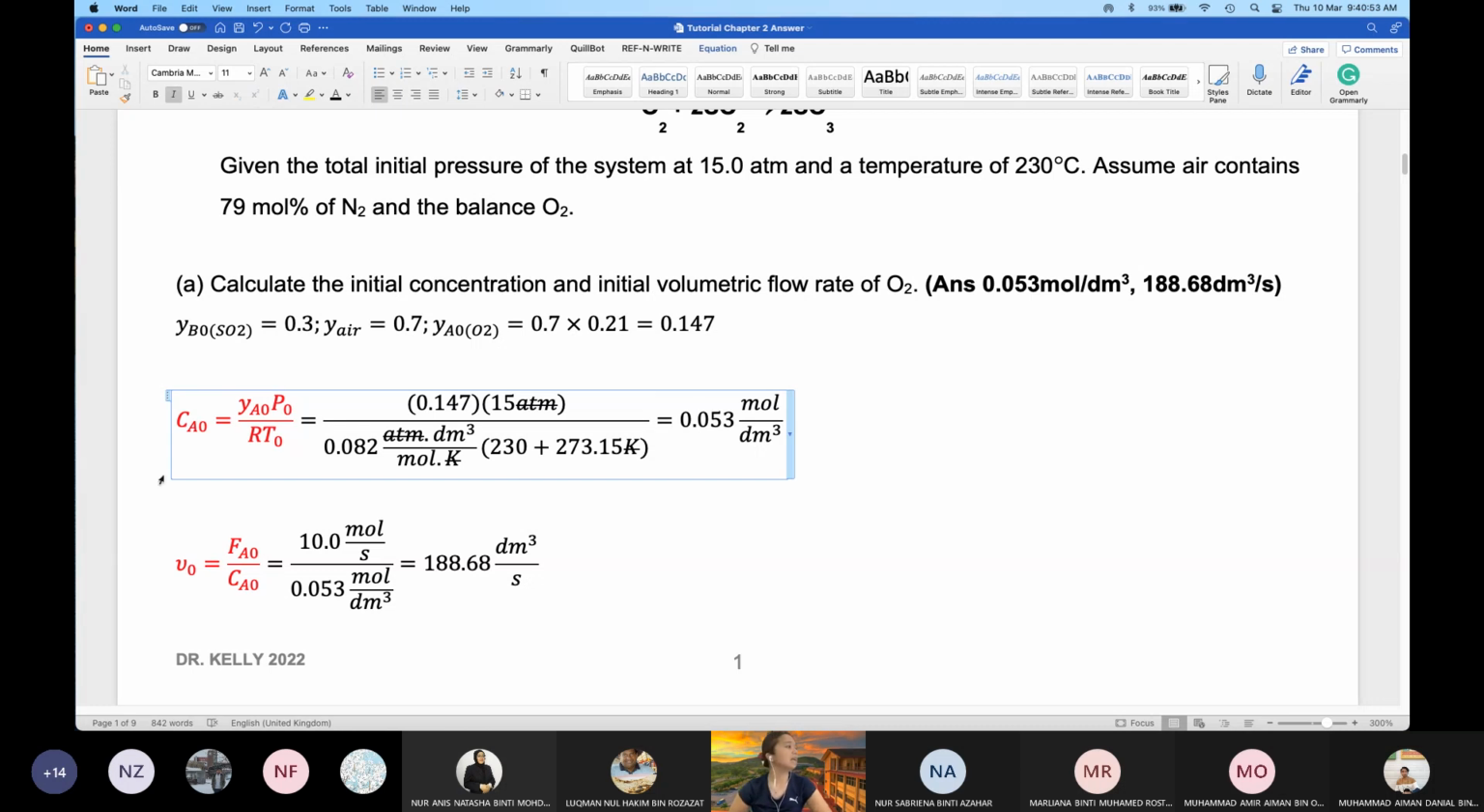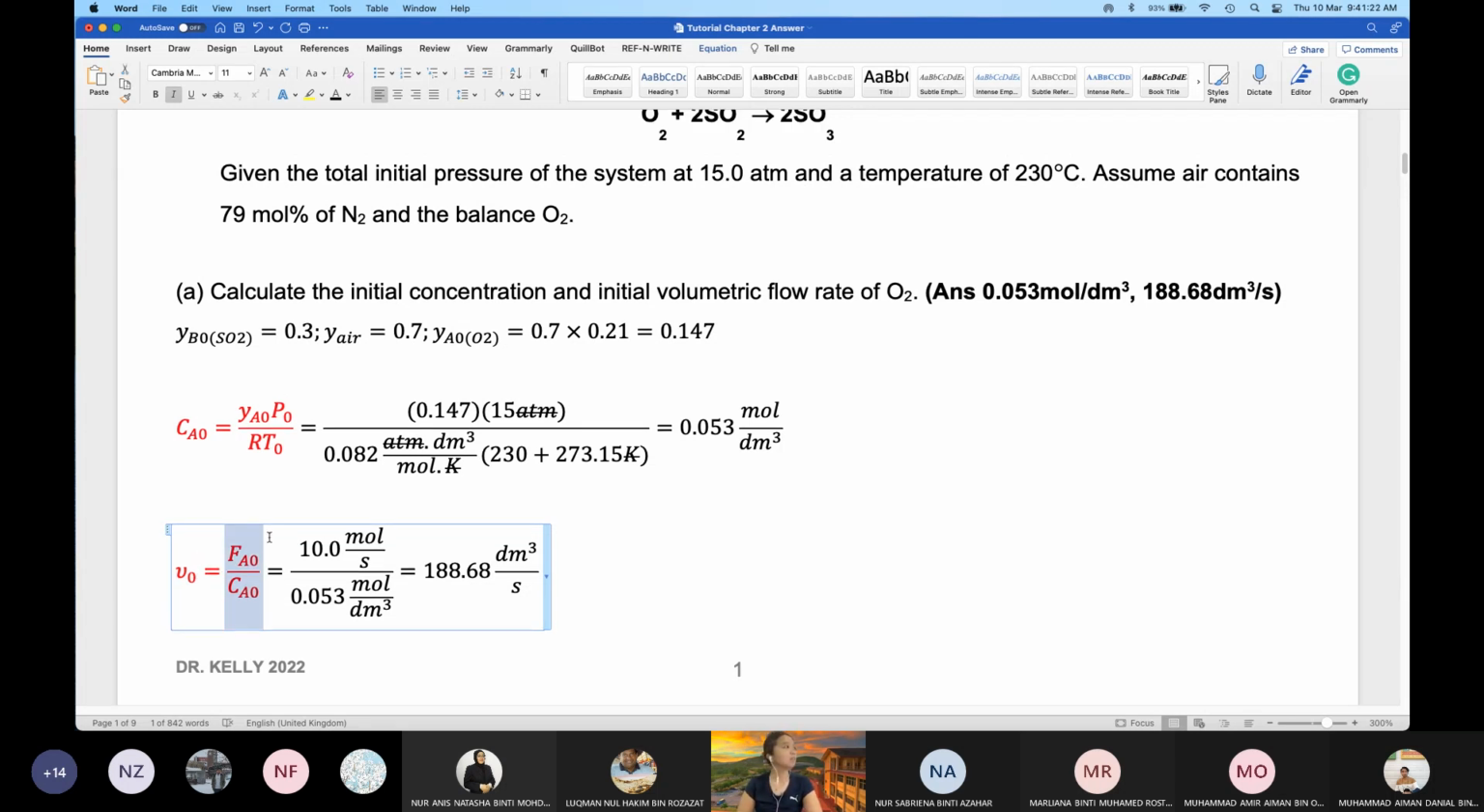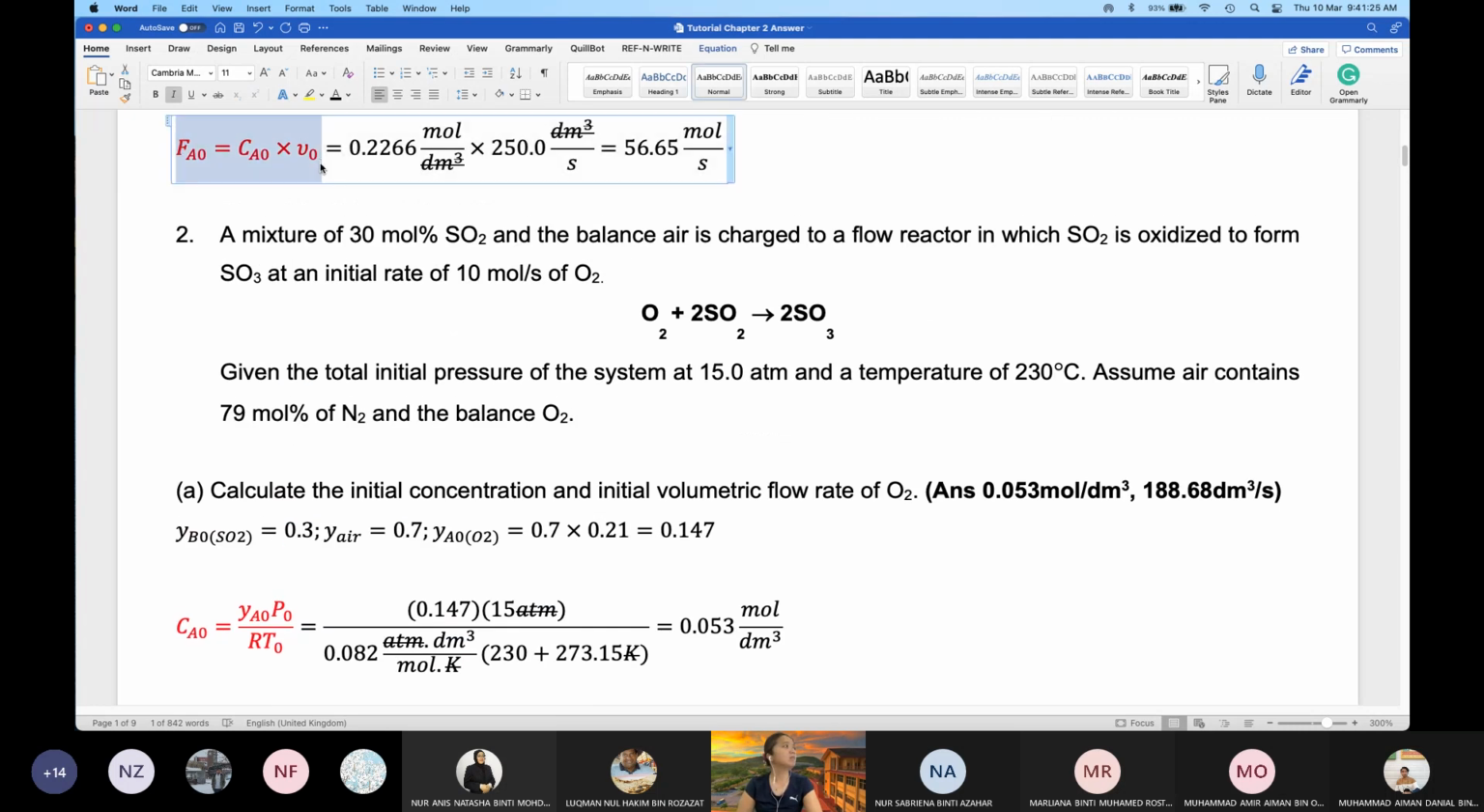Okay, done. So next part, they want us to find epsilon naught, initial volumetric flow rate. So part ni pun kamu dah ingatkan tadi kita dah solve, kita cari FA0 kalau diberi CA0 dan V0. Soalan ni kita tahu FA0, kita dah cari CA0, we want to find epsilon naught. So kalau kamu ingat, dia terbalik je lah formula dia kan. So formula dia become epsilon naught equals to FA0 divided by CA0. Kalau kamu confused, tengok originally kan macam ni, FA0 equals to CA0 multiply with V0. So kalau nak cari epsilon naught sama dengan FA0 divided saja dengan CA0.